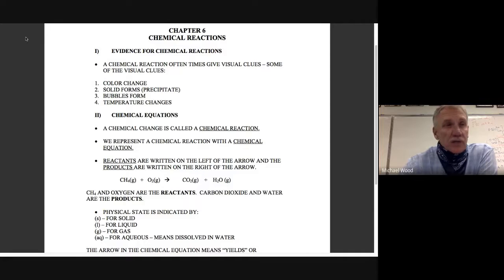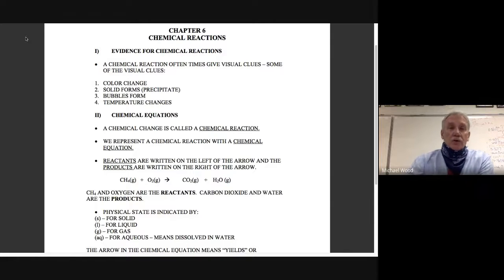Think about even the water testing lab and some of the demos I did. What were evidences, visual clues, of a chemical reaction? Number one, a color change. Number two, when a solid forms. Remember, when you could not see through the test tube, a precipitate formed. Number three, bubbles form. I usually put two and three together and say whenever there's a change of state, then a reaction has occurred. And number four, temperature changes. So color change, change of state, and temperature changes would be evidence that a chemical reaction has taken place.